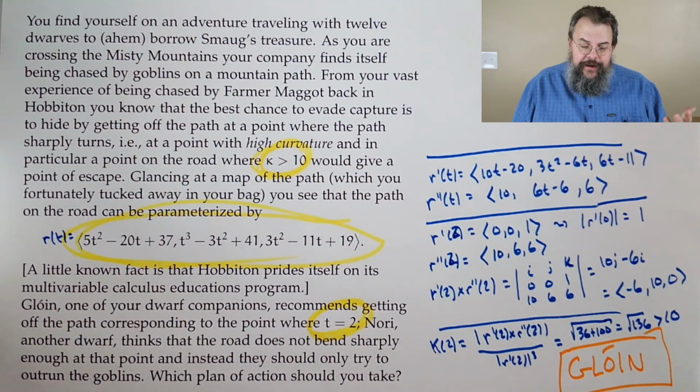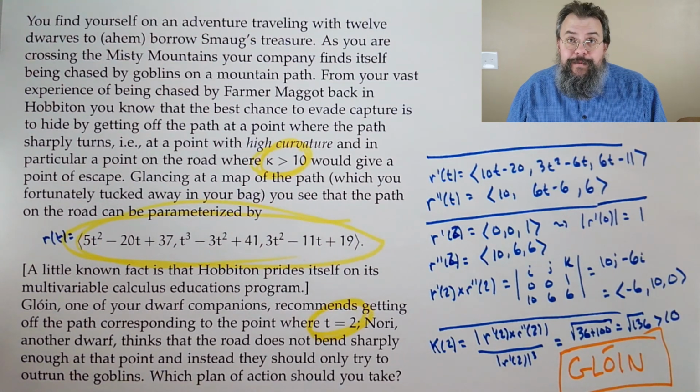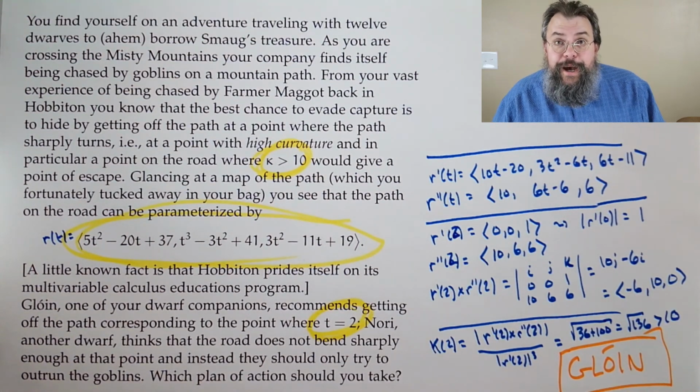All right, well, another wonderful way that calculus can be used to help us in real-world applications.